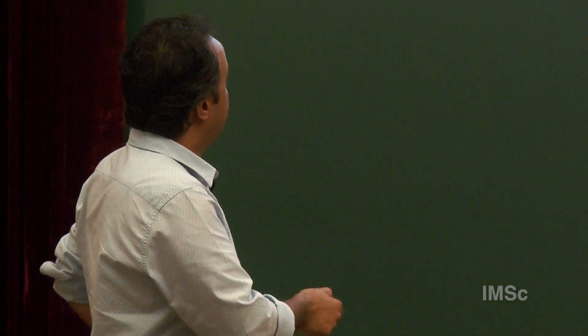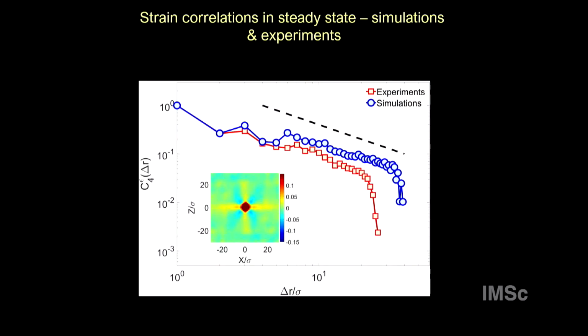So we also did simulations and then tried to check how these correlation functions decay in simulations, and it seems to be robust. This 1 over r decay, we don't know what the exact exponent is, but it appears to be close to 1. It seems to be robust even in simulations, and these are just Lennard-Jones simulations with bidisperse 80-20.